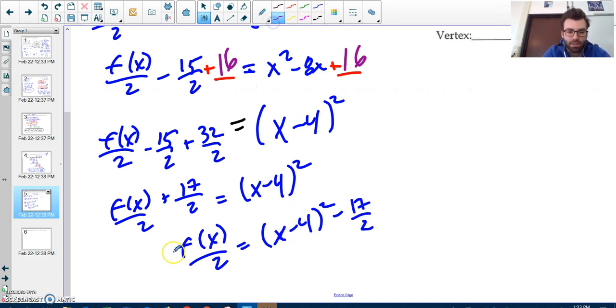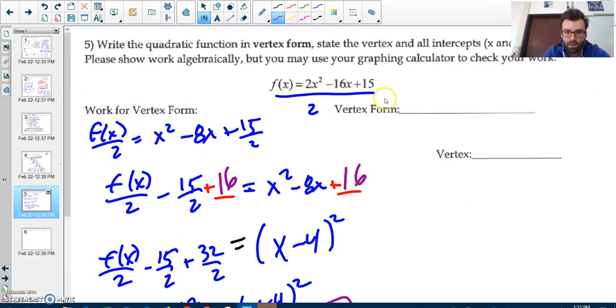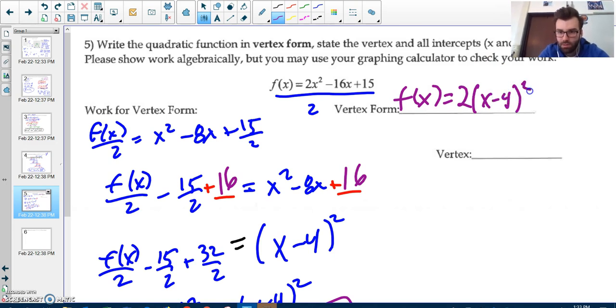And now I don't want this 2 on the bottom, in the denominator of my f of x, so I multiply it to everything. To everything. The 2 cancels out here. The 2 goes out in front of my parentheses, and the 2 cancels out there. So my vertex form is f of x equals 2 times x minus 4 squared minus 17.